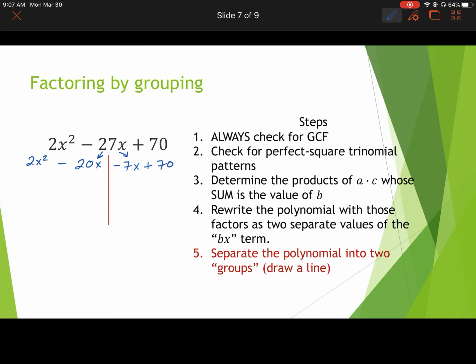So now we're going to draw our two separate sides, left side and right side, and now you're going to take the GCF of the left. In this case, it's going to be a 2x. What's left over is x minus 10.